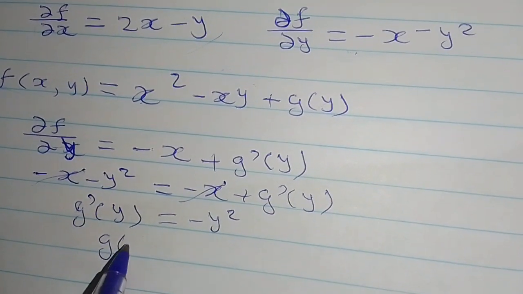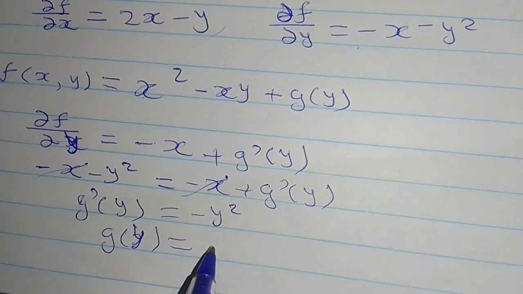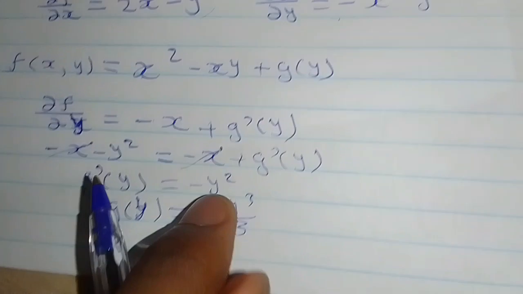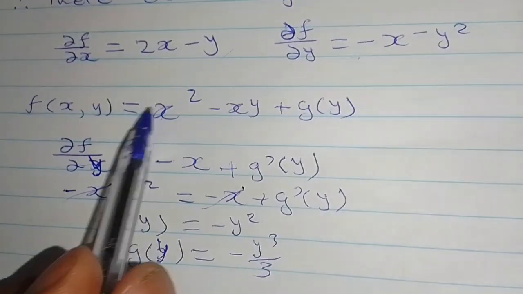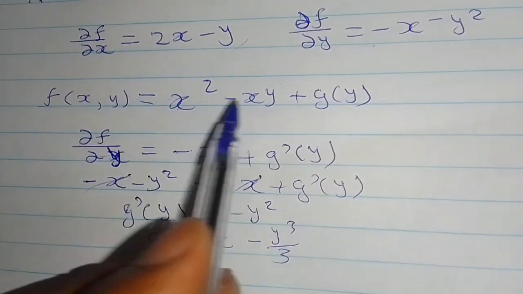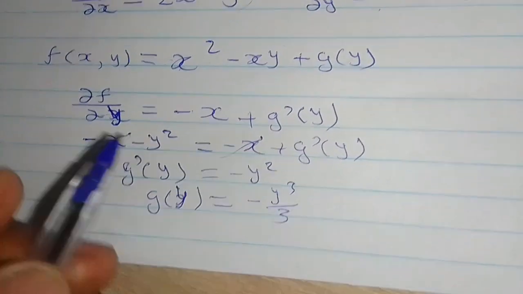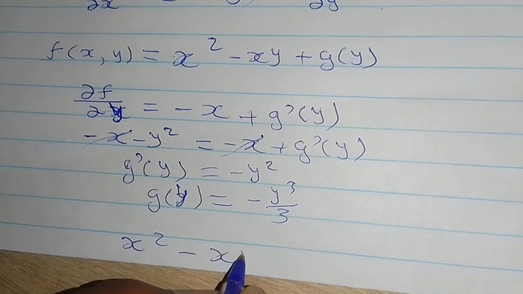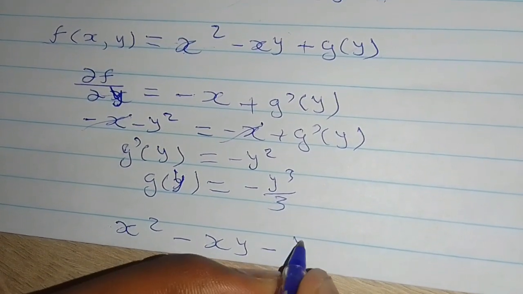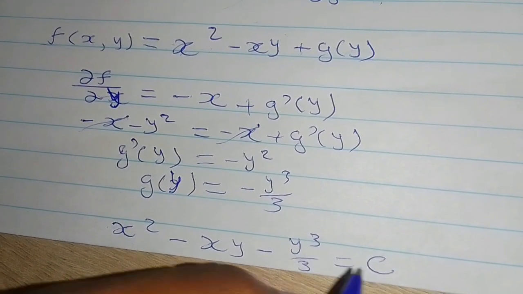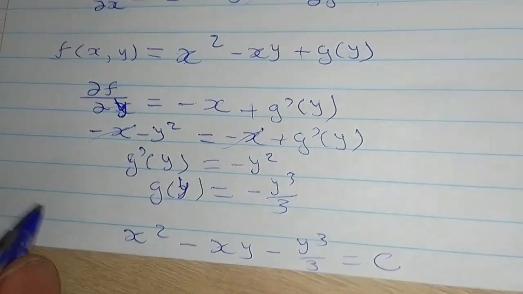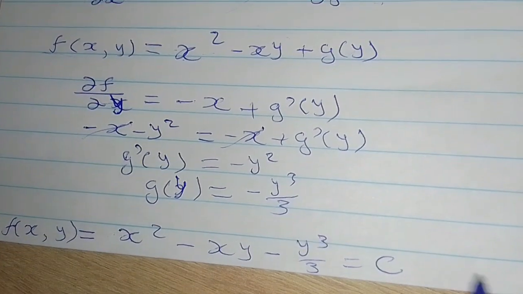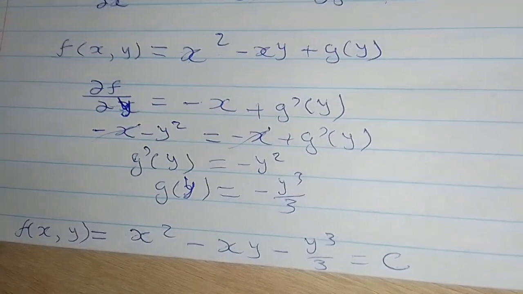What's the integral? That will give you g of y. g of y equals minus y cubed over 3. That's the integral of minus y squared. Then your solution is just x squared minus xy plus g of y, which is just minus y cubed over 3, equals some constant c. It can be any constant. But generally, they technically mean that it's a function of two variables at a certain point.